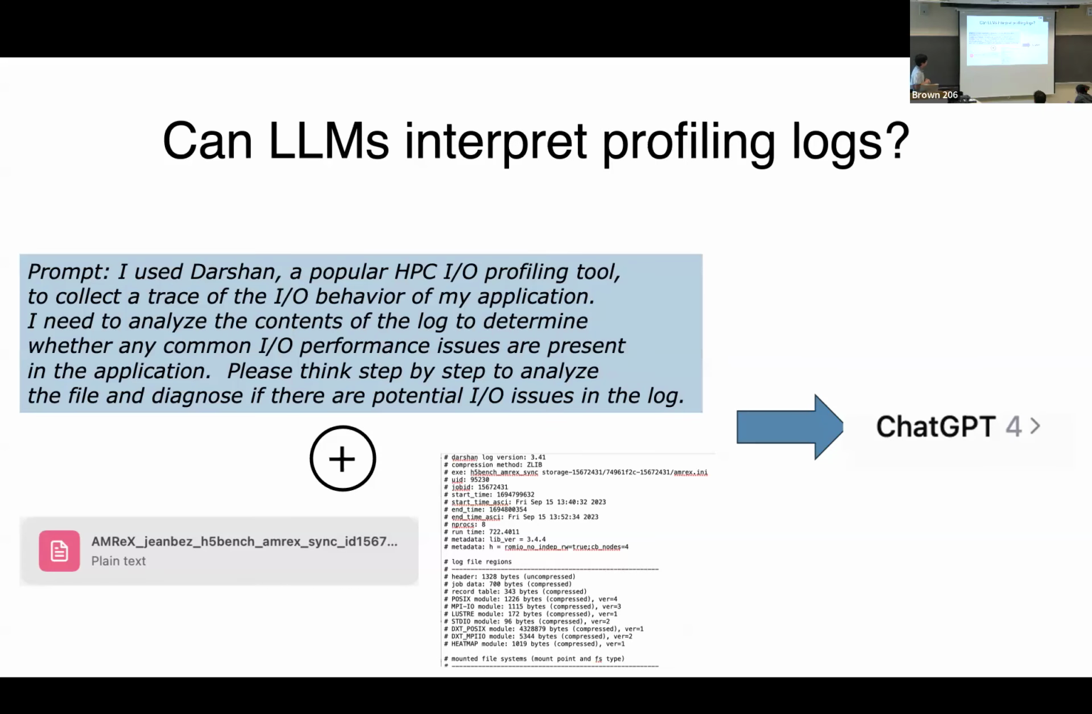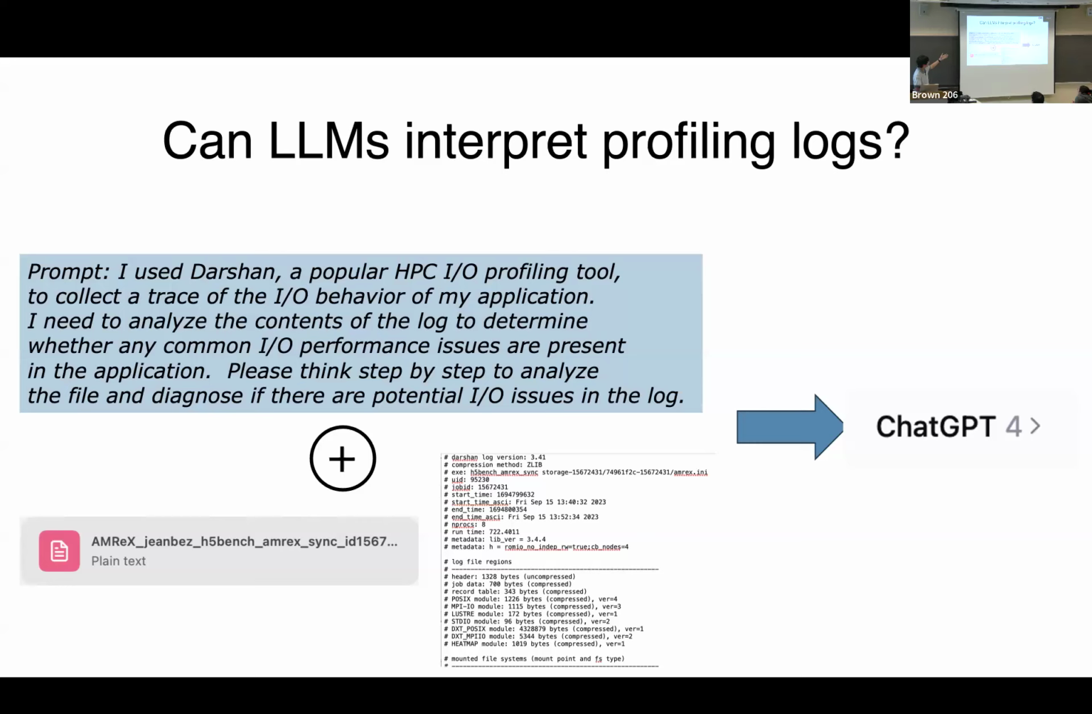We tried to see if an easy prompt like this, plus a real-world trace, would work. This is a trace from AMReX running at scale at the NERSC center. And this is how the trace file looks. As you can see, those are basically text files. They're understandable by humans as well as by a language model.